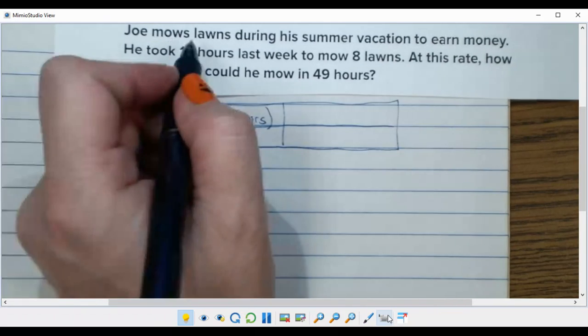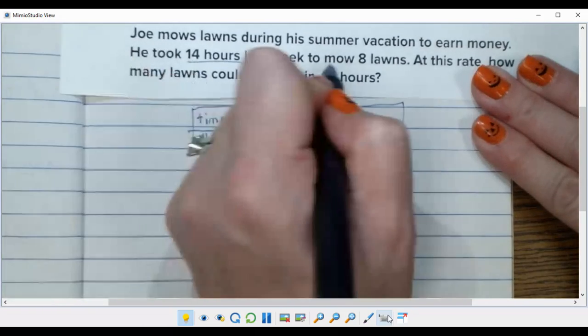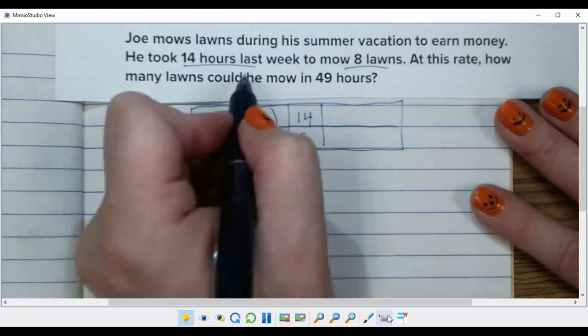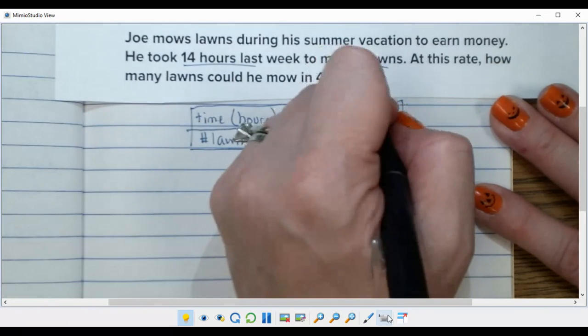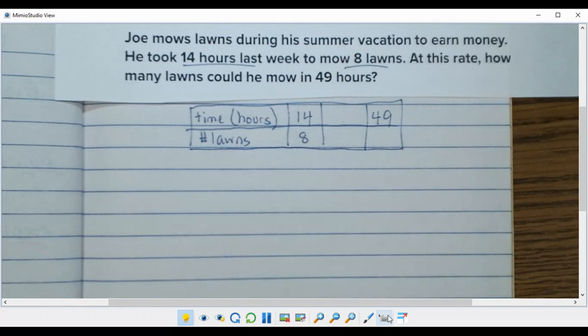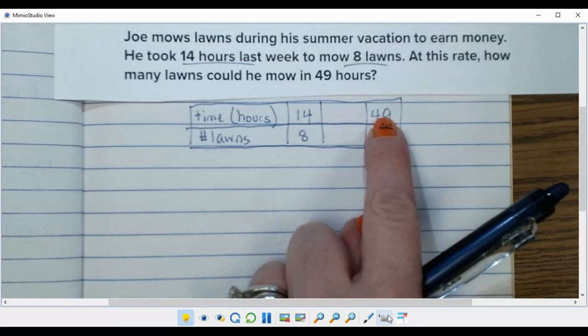All right, so let's see. He took 14 hours to mow 8 lawns. I took that right out of the problem. And we want to know how many lawns he could mow in 49 hours. Now, if you see that I put that towards the end of the table, I kind of already had the gut feeling these numbers don't play nicely together. I'm going to have to do something in the middle. So I left myself some space. If you put the 49 here and then you did your other stuff at the end, totally fine.